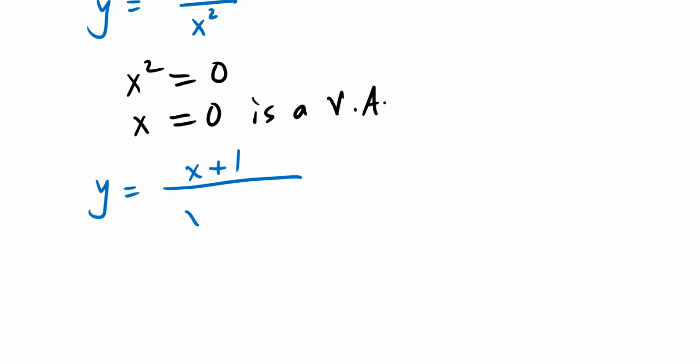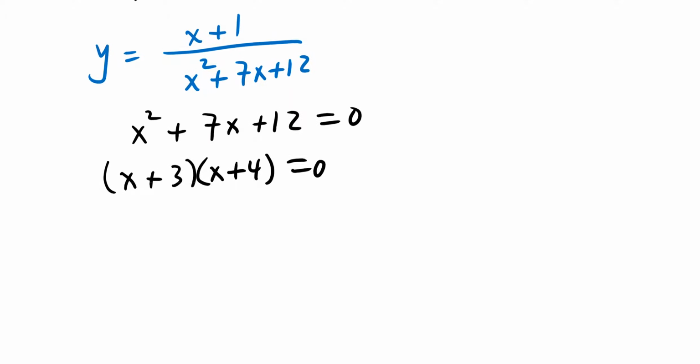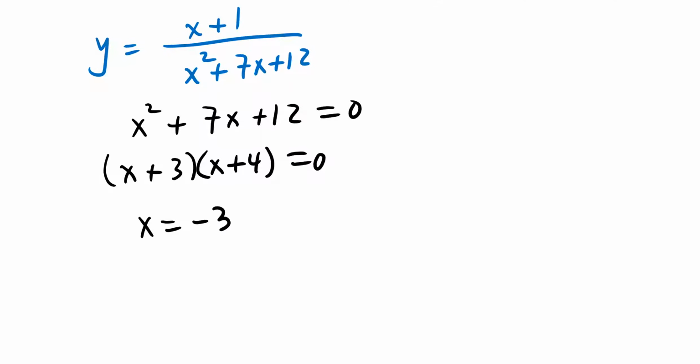x plus 1 over x squared plus 7x plus 12. So what do we do with this one? The same thing. We set the denominator equal to 0. We factor: (x plus 3)(x plus 4) equals 0. So we get x equals negative 3 and x equals negative 4 are vertical asymptotes.